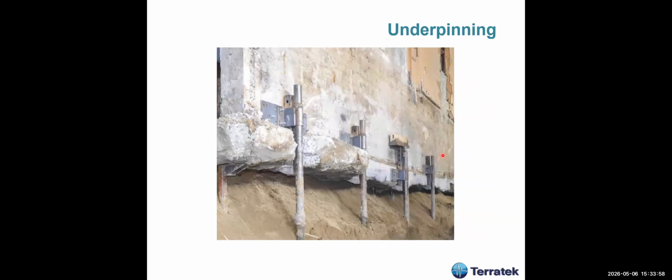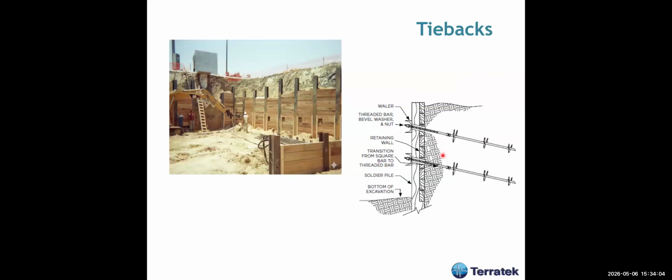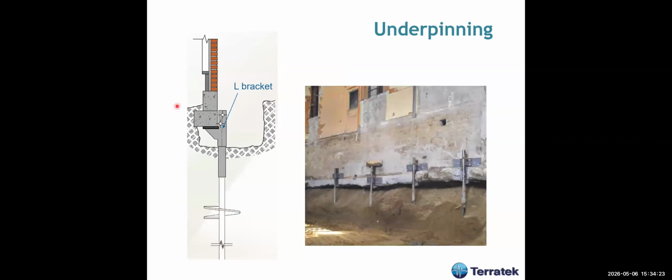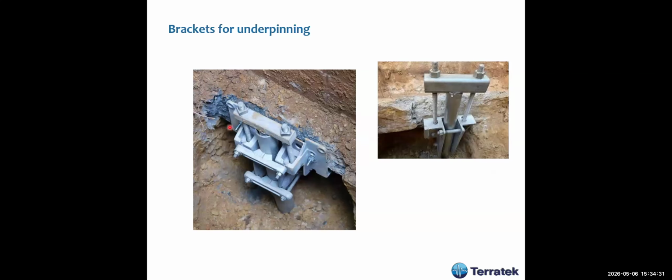When you have settlements, you can underpin easily with this kind of pile. Can be used for tiebacks as well. Usually, the advantage of this pile is that you can install and remove it afterwards. Okay, now a temporary tieback can be used, and here's a kind of underpinning. Then you have to use this kind of bracket to support the foundation of the building. These are brackets for underpinning that could be used easily.